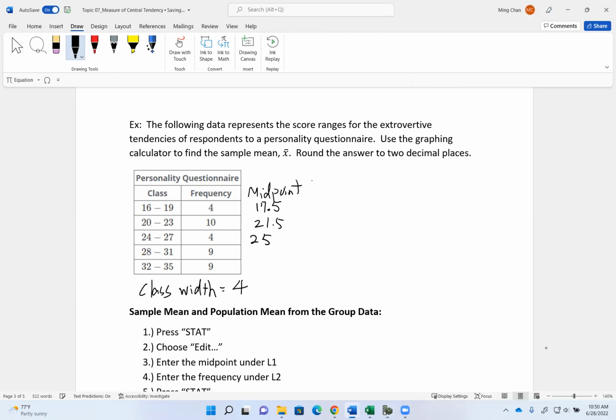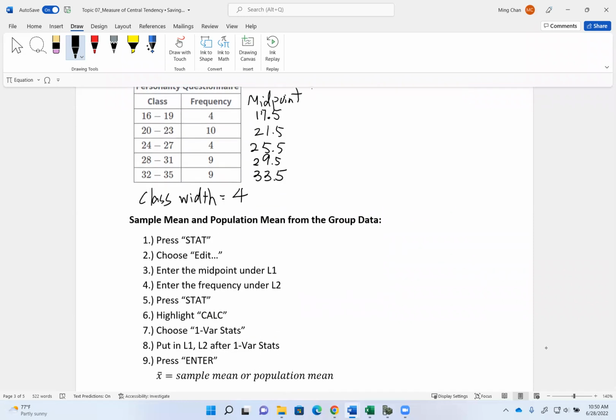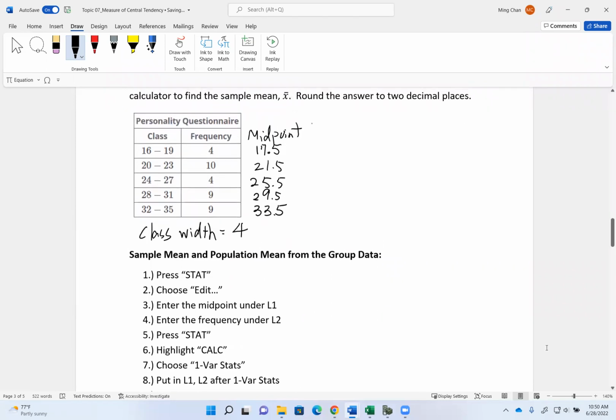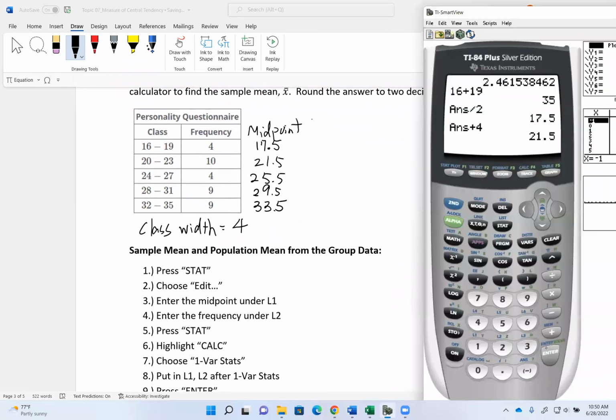Add 4. Add 4, 29.5. And 29.5 plus 4 is 33.5. So all these midpoints here in my direction will be under L1. So let me show you how to key this in.